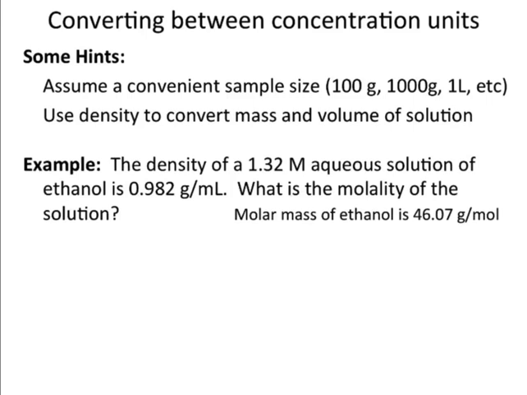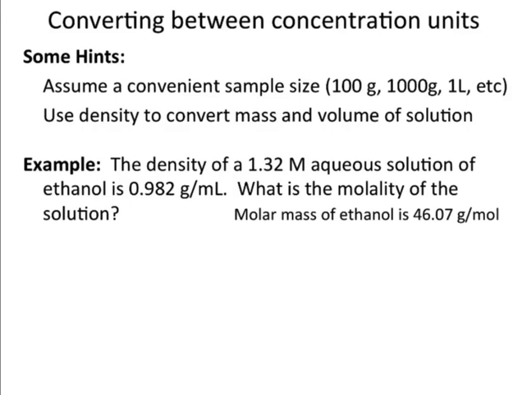Alright, shifting gears. How do you convert between concentration units? This can actually be surprisingly difficult to do. So some hints. You can assume a convenient sample size to make your math easier. Concentration is a property that does not depend on how much of the sample you have, and so if you're going to convert between concentration units for the same given sample, if you assume some random sample size, it'll still work for all your mathematics, because the concentration doesn't change with whatever the sample size is.